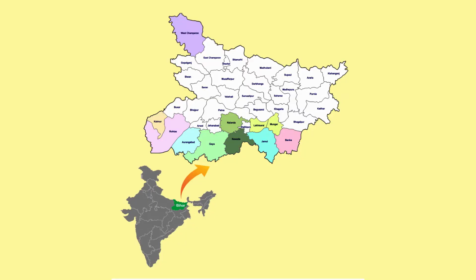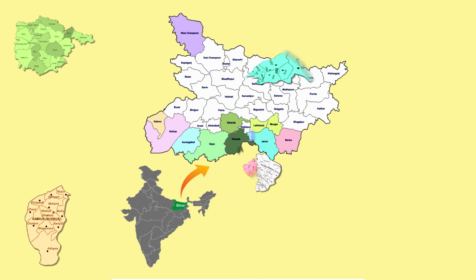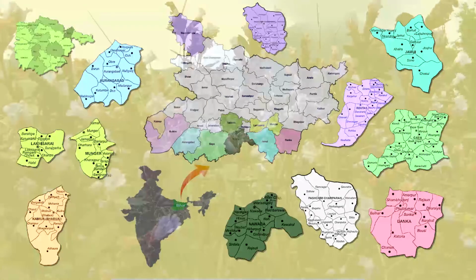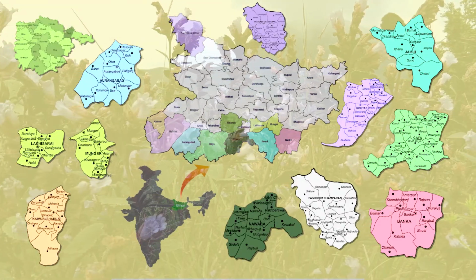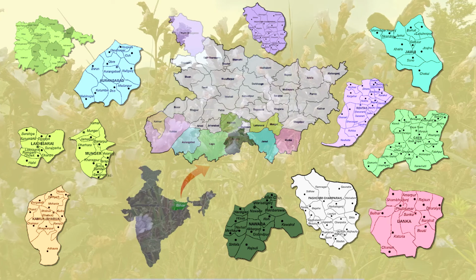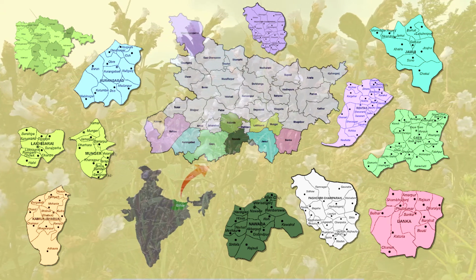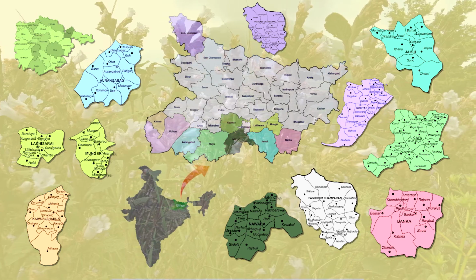In the present study, out of 38 districts of Bihar, 11 districts have higher plant diversity. These districts have substantial forest area and are very rich in plant diversity. However, it has not been systematically assessed till date.